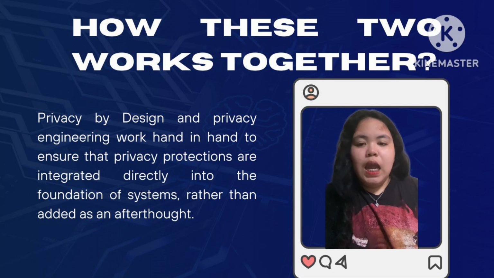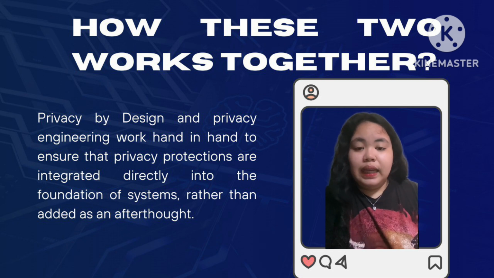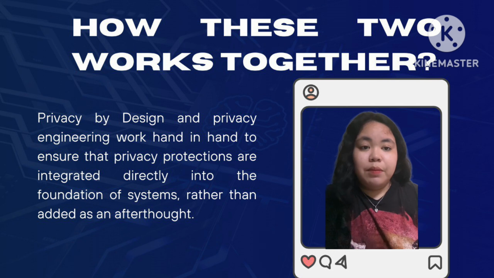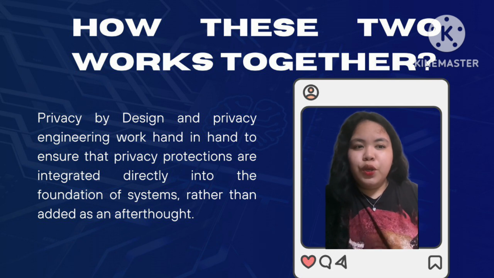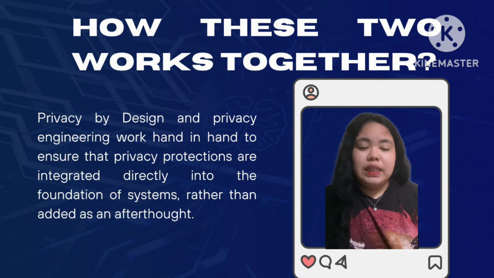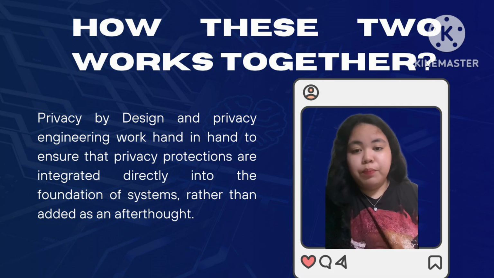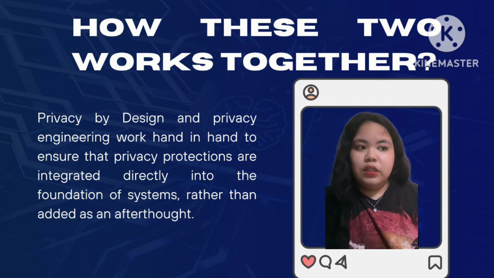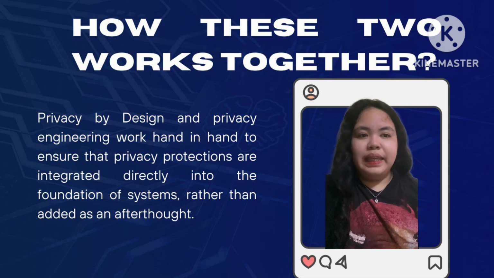Privacy engineering. Privacy engineering provides the technical tools and practices to fulfill the objectives outlined by privacy by design. It focuses on implementing privacy safeguards through software and system architecture. Tasks in privacy engineering include designing encryption protocols, access controls, data anonymization, and auditing features to reduce the risk of data misuse or breaches.